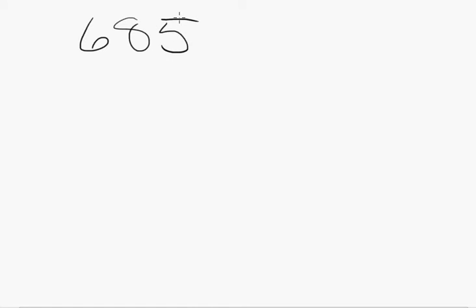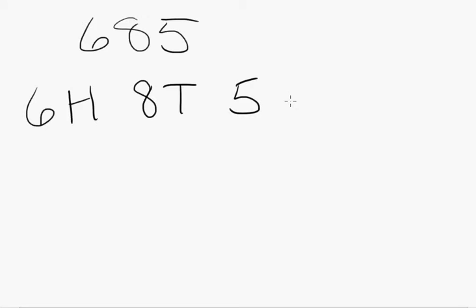So if we have the number 685, that would be 6 hundreds, 8 tens, and 5 ones. We'll just make the 1 so it doesn't look like a 0. So what happens if we need to borrow?